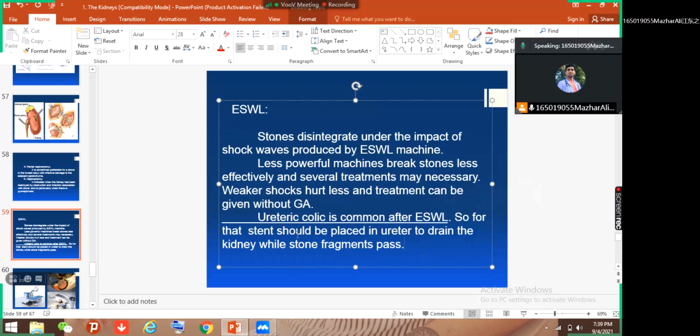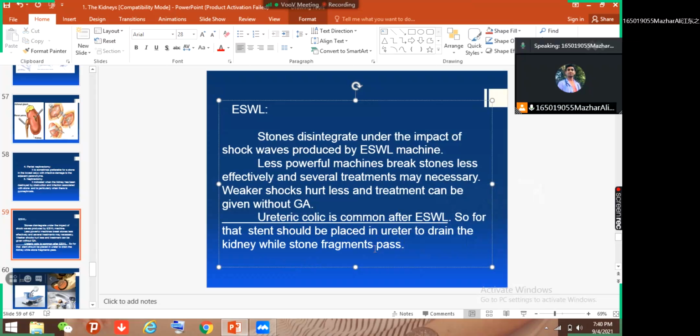Then a stent should be placed in the ureter to drain the kidney while the stone fragments pass. Stent means we pass a DJ stent, double J stent, after this procedure. Or sometimes we do URS, ureteroscopy, plus intracorporeal lithotripsy plus double J stent. We pass this stent just to relieve the obstruction from the ureter.